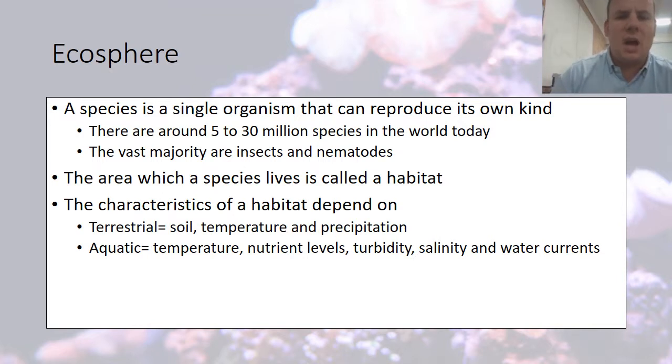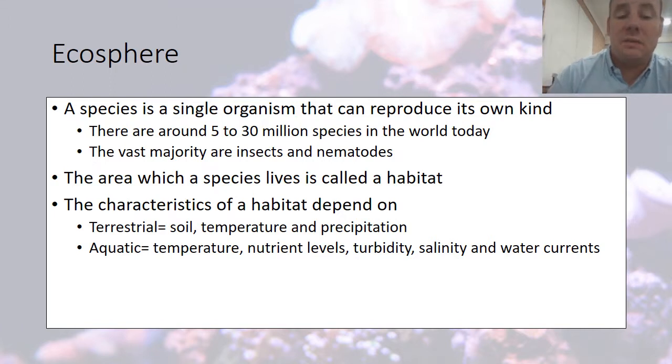A species is a single organism that can reproduce its own kind. So when we're looking at a single organism, that's what we're looking at. There are around 5 to 30 million species in the world today. The vast majority are insects and nematodes. A nematode is basically a worm. So insects and worms, they're basically the main species of the world.